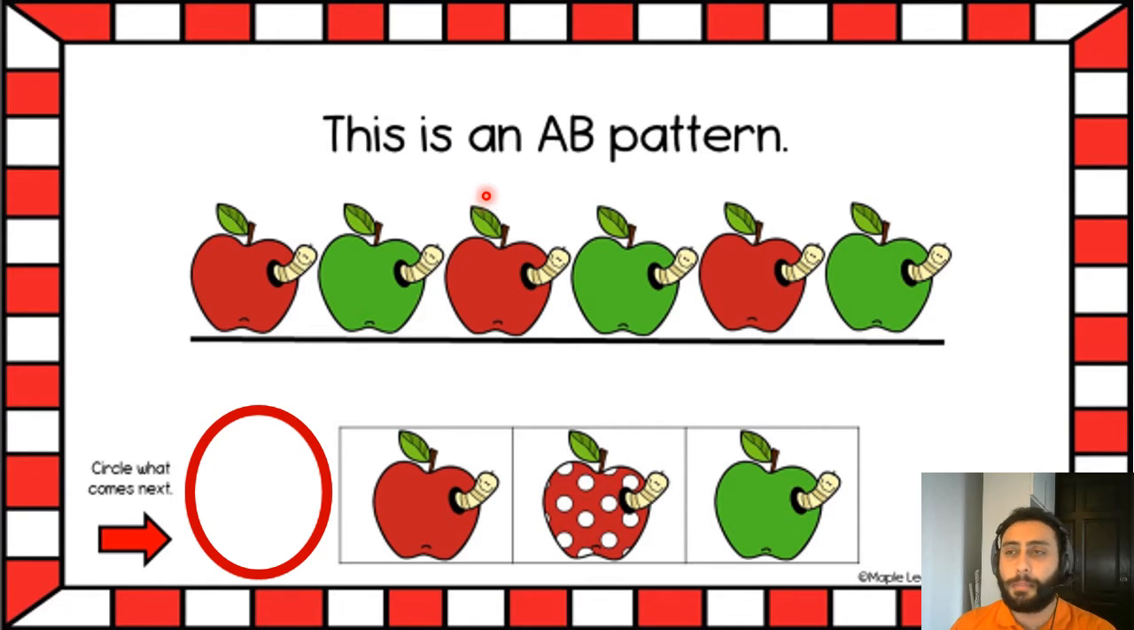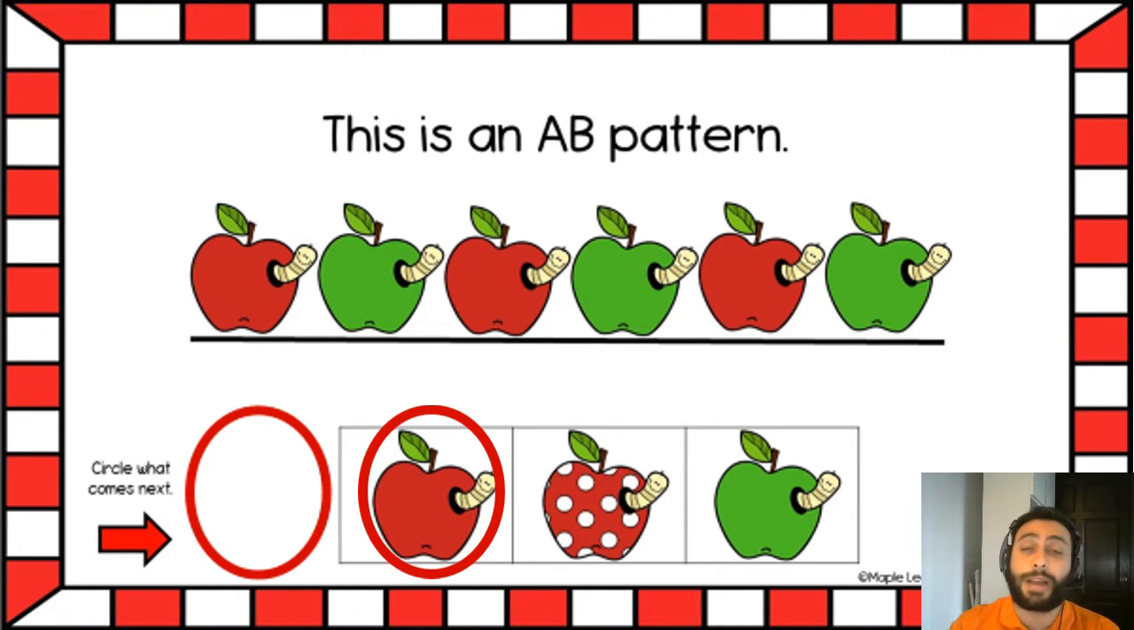Now, remember AB pattern? You see, AB repeats over and over. For example, this one, red, green, red, green. You see, this red, green keeps repeating itself. So we know that red, green, red, green, red, green. The next one is going to be red. Very easy because we understand patterns, especially these patterns because they repeat themselves.